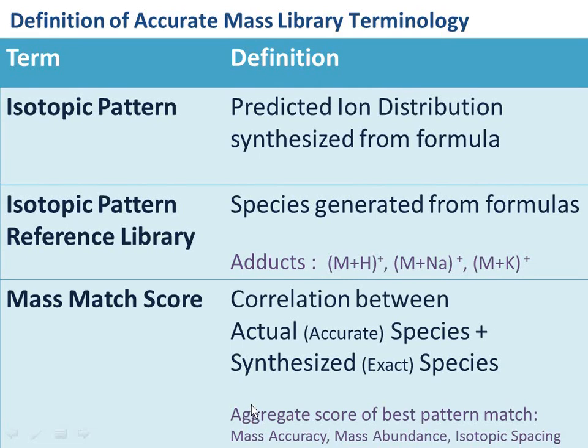And the score that's produced here is an aggregate score of the best pattern match of any of these species which has been generated, and that's reported as three separate scores: accuracy, abundance, and spacing, which are totaled up by a weighting to give you the total mass match score.